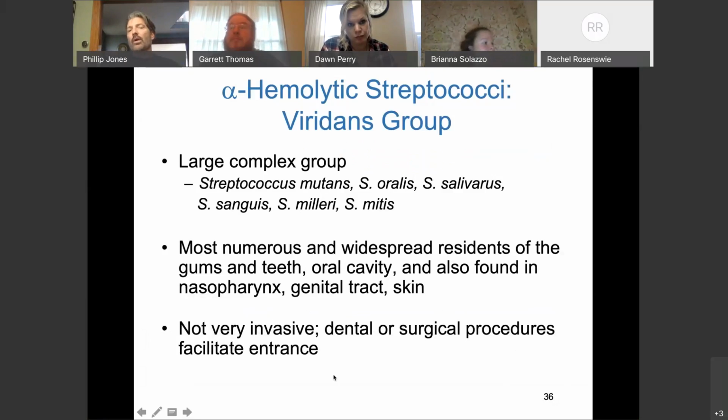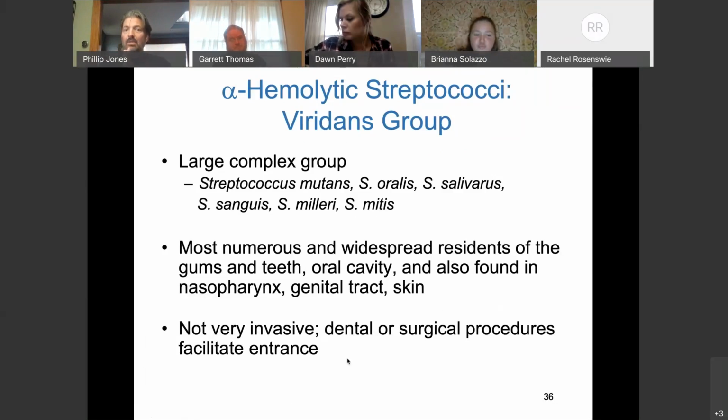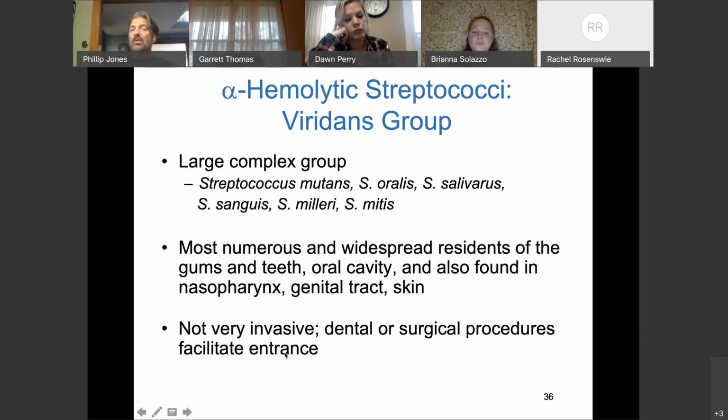So anyway, this is what's growing on your teeth and in your mouth, making the biofilms, causing all the plaque and cavities. We talked about that earlier. You have all the bacteria growing. It's fermenting the sugars in your mouth, producing an acid, eating through your teeth, and it's changing the osmotic pressure and the environment, and other bacteria come along and have a little niche market. You have layer upon layer upon layer on here, right? So it's not very invasive, but dental or surgical procedures facilitate entrance. So that's why I have to be careful, and that's why they prophylactically give you antibiotics for that.